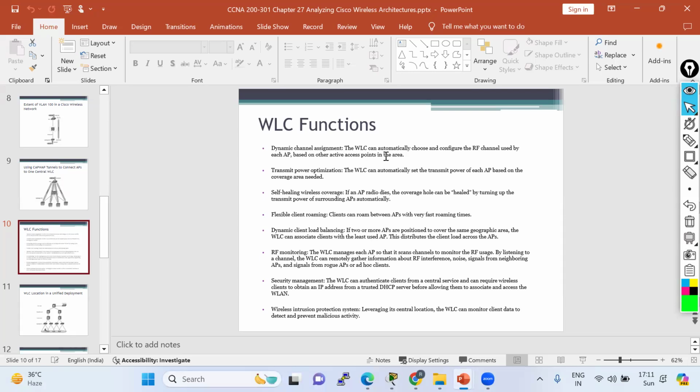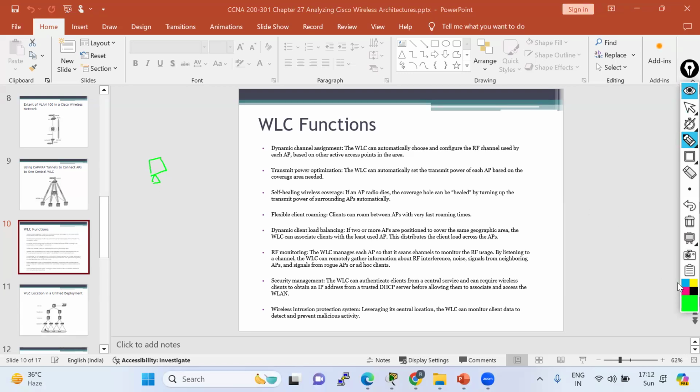Means that WLC automatically chooses the radio frequency channel based on how the AP is connected and how they are going to provide the coverage. Transmission power is also going to be optimized. Let's suppose this is my AP. What is transmission power? So this is my access point.